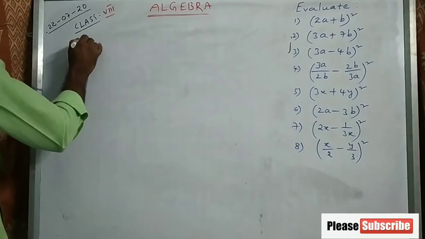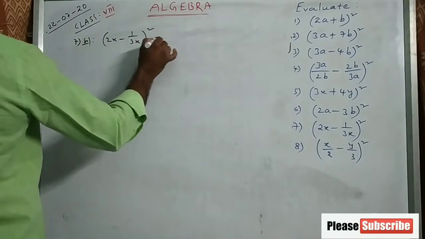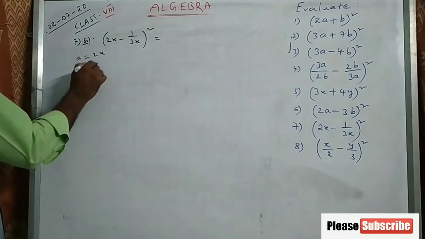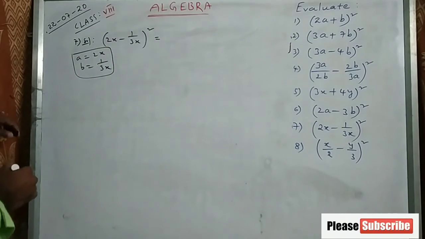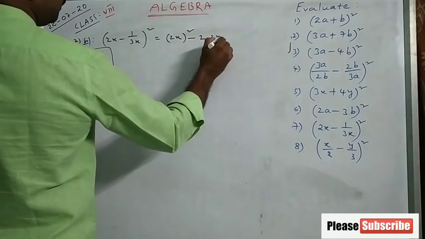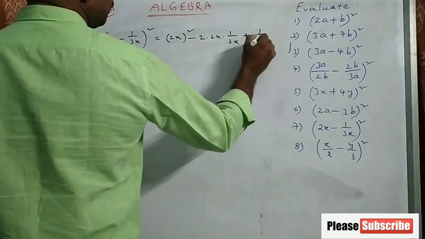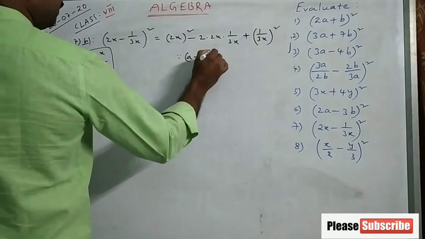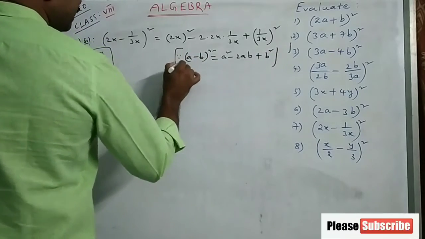Seventh one, 2x minus 1 by 3x whole square. Formula a minus b whole square, where a value 2x and b value 1 by 3x, right? So a square, 2x whole square, 2ab, 2 into a value 2x and b value 1 by 3x, plus b square, 1 by 3x whole square. So a minus b whole square equal to a square minus 2ab plus b square.